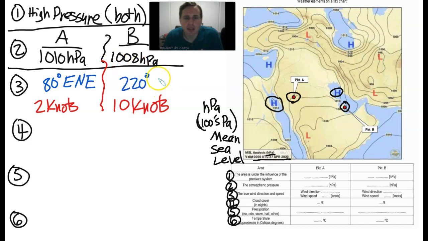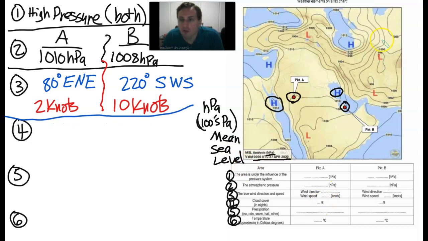And that's going to be mostly south. So it's going to be south and then from the west south. So southwest south. Okay. So I think we have number 3 finally taken care of. Let's look at number 4.